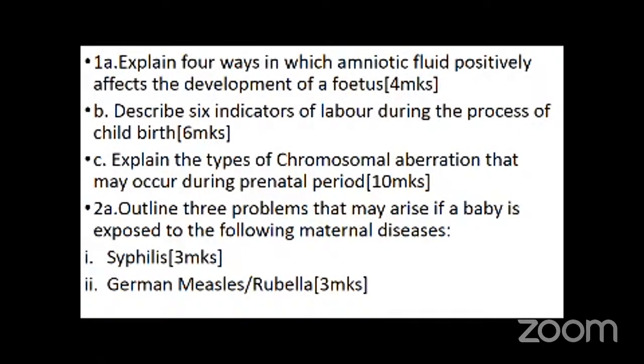Right, thank you. So what are some of the problems that may arise if a baby is exposed to German measles at birth? Physical disability. It will lead to physical disability. Deaf, blind. Yes. And mental retardation.